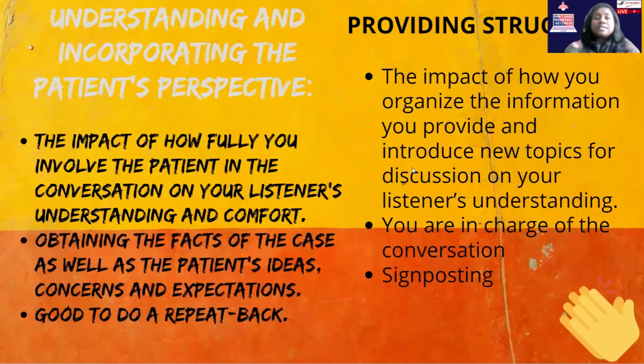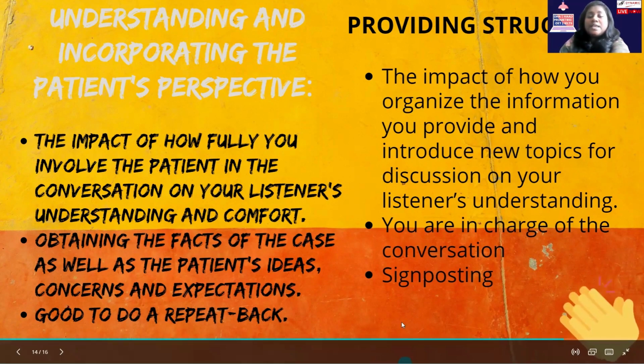Then comes the second one in this clinical communication criteria, that is understanding and incorporating the patient's perspective. So here two things are there. One is understanding the patient's perspective. Patient's perspective means it can be the view of the patient, the idea of the patient. Then the next thing you have to do is incorporate. Okay, two things are there: one is understanding and the next one is incorporating.